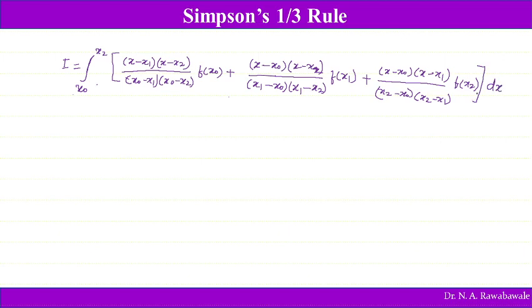dx. After integration, the algebraic manipulations lead to the following equation, and that equation is integral I is equal to approximately h by 3 times the function f of x naught plus 4 times f of x1 plus f of x2. Close this bracket.